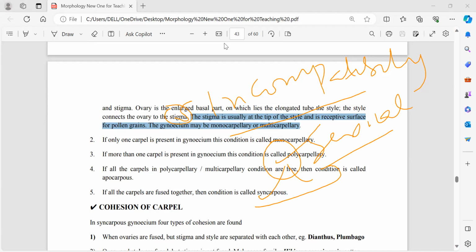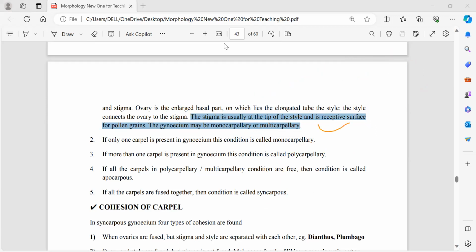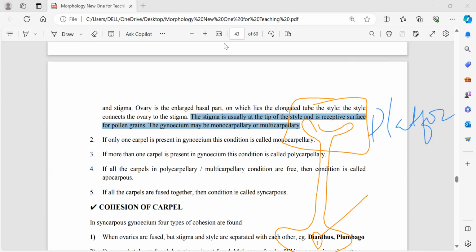If we draw a carpel, in one carpel you have the upper portion that is called the stigma and the lower portion is called the ovary. What is in the ovary? Ovule. What is in the ovule? Embryo sac. This stigma is the platform. What is the stigma? A platform. A platform for whom? For pollen grains. And what is a pollen grain?